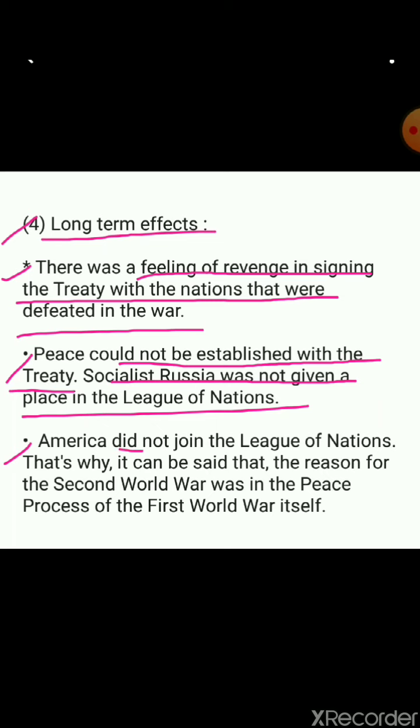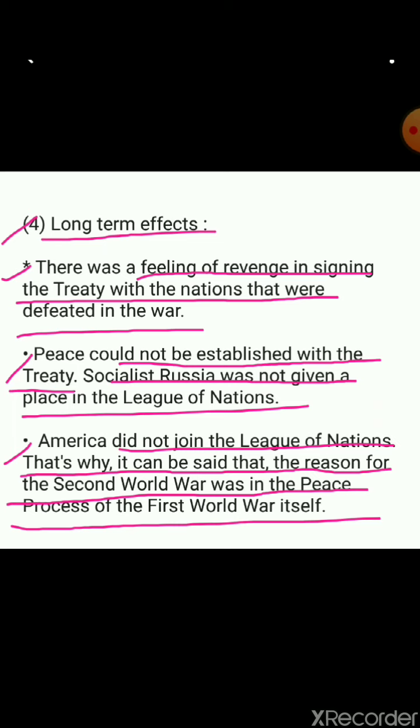Next, America did not join the League of Nations. That's why it can be said that the reason for the Second World War was in the peace process of the First World War itself. Okay, the League of Nations was made for peace. Russia was not given a place in the League of Nations. America did not join the League of Nations. The peace treaty made after the First World War also did not help, and that sowed the seed for the Second World War itself.